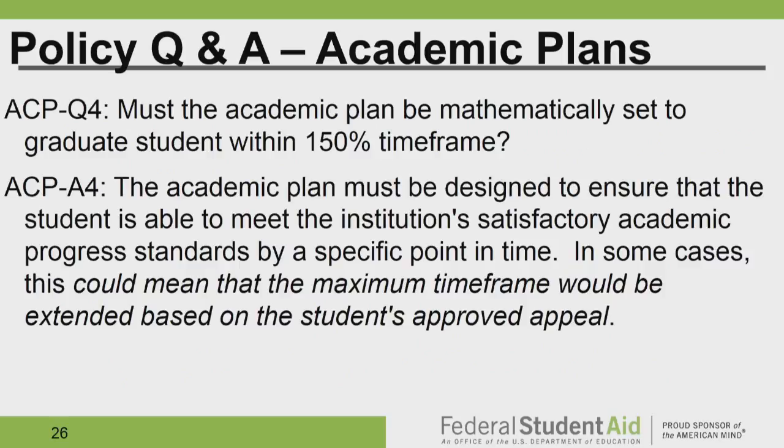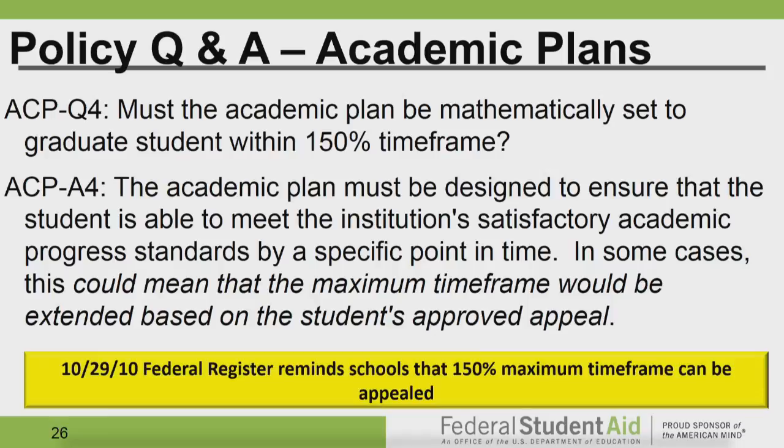We also have this question, and in fact, Annmarie brought this up as well. Remember that the maximum time frame is appealable. Right? And this was actually mentioned in our Federal Register because a lot of schools had some questions and comments about that. So when you develop an academic plan, the question is, can it actually go beyond the 150% point? And the answer is yes, it can, because that maximum time frame is appealable. So you can actually go a payment period 2, 3, 4 beyond, as long as the student, of course, continues to meet the requirements of that academic plan.